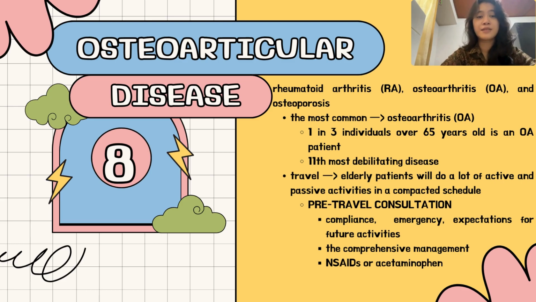While traveling, elderly patients will do a lot of active and passive activities in a complex schedule. In pre-travel consultation, clinicians should give explanations so that the patient will keep their compliance to the therapy, know the emergency management and interventions, and know the expectation for future activities. The comprehensive management needed to maintain our OA patients should improve their strength by daily exercise, avoid activities that overload or exacerbate joint pain, encourage weight loss with a healthy diet and lifestyle, and also rest their joints by occupational therapy. Other than those, oral NSAIDs or acetaminophen intake can be used as a pharmacological therapy of OA.